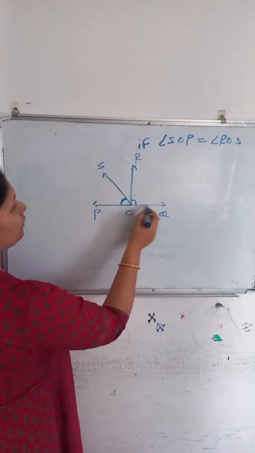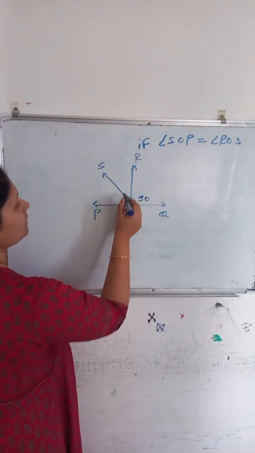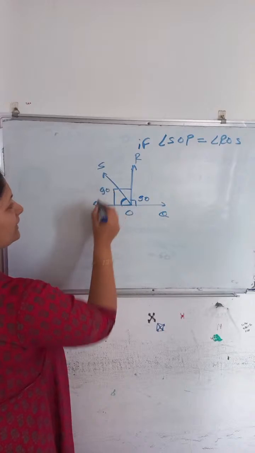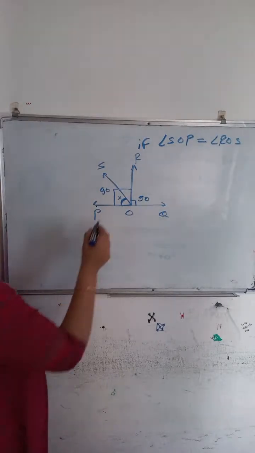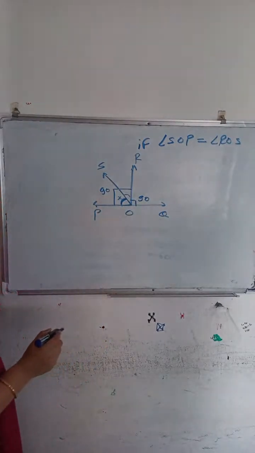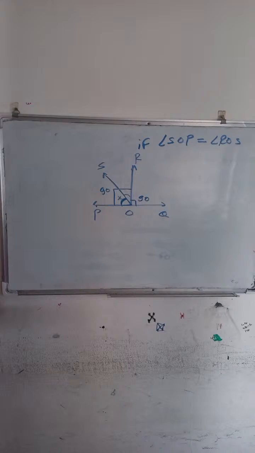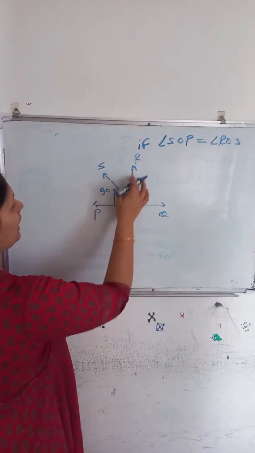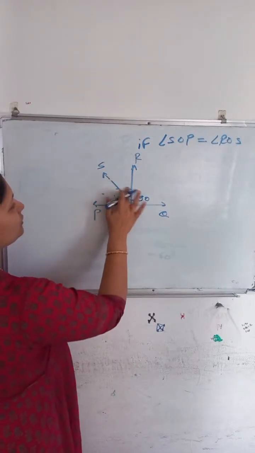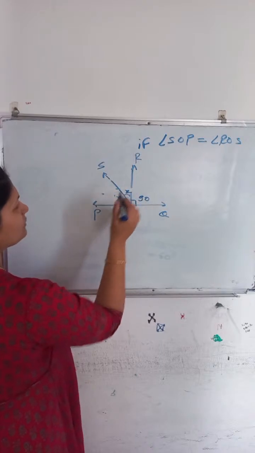So here ROQ is 90, no? Then this entire angle is also 90. If I take this as x, then this is x minus 90. I am interested in SOP. So how to calculate this? They are saying SOP is equal to ROS, so these two are also equal. If this is x, then this is also x.